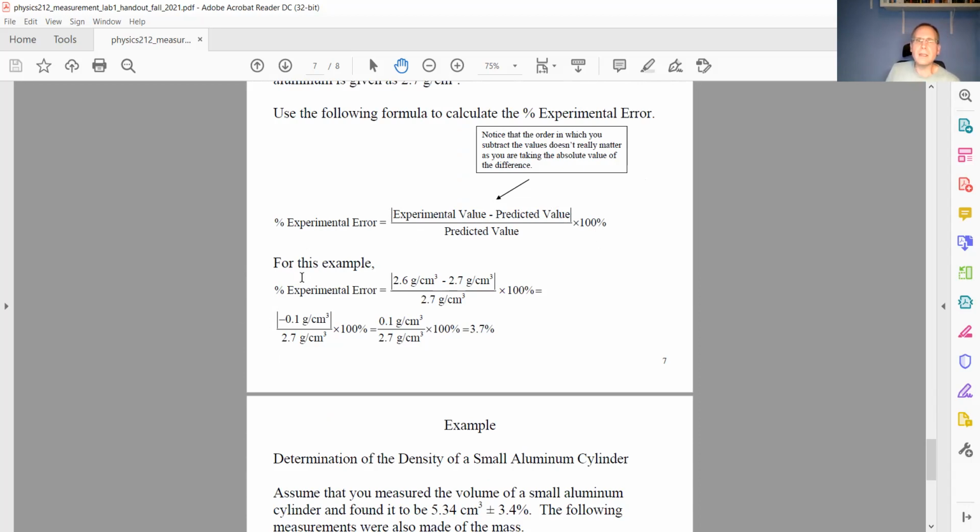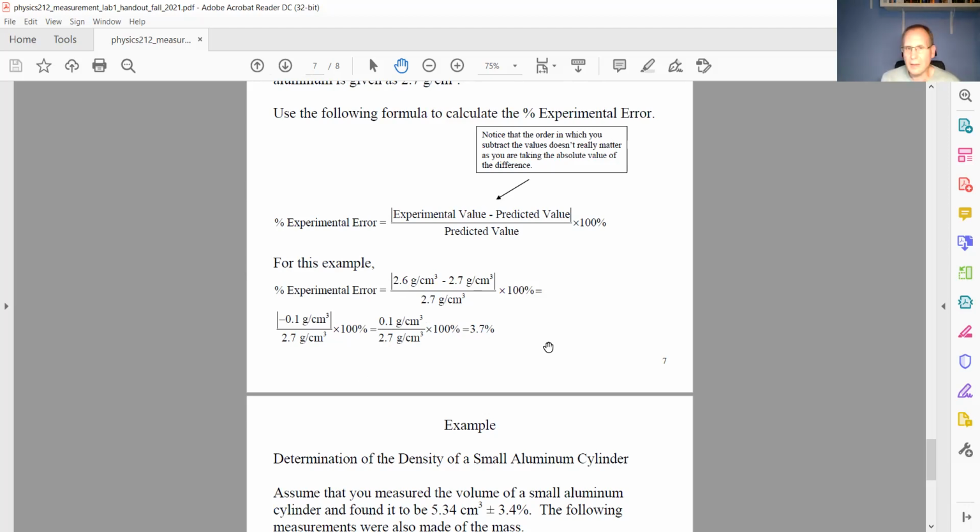So for example, in this case, it would be 2.6 minus 2.7, but when I take the absolute value, that gives me just positive 0.1. I divide by 2.7 and then times 100, and I get 3.7%. So that's my percent experimental error. And again, the lower, the better, right? Lower percent error means that your experimental value was closer to the accepted value. So the lower the percent error, the better.